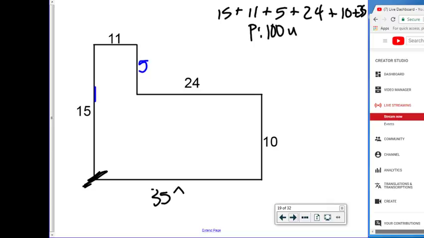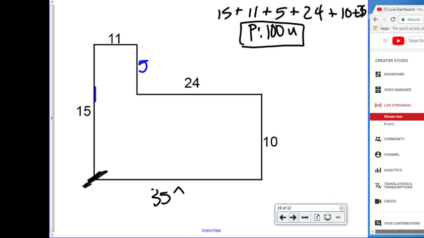Words that go with perimeter would be great. The test makers would love to say, how long would a fence need to go around my swimming pool that had these dimensions? Fence is a good word for perimeter. So if you ever see the word fence, remember that's perimeter. So the perimeter is 100 units. Okay?